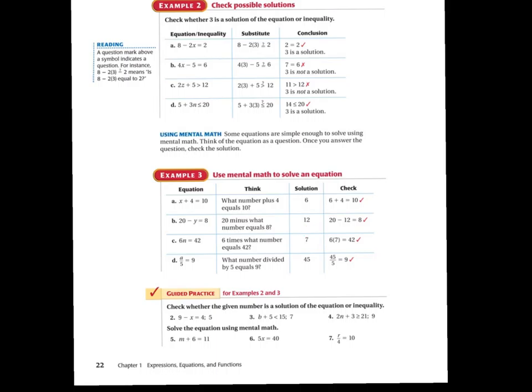6n equals 42. I'm sure you guys are answering these out loud right now too. Okay, so yes, that is going to be 7. And then a divided by 5 equals 9. So what number divided by 5 equals 9? Of course, that is 45.